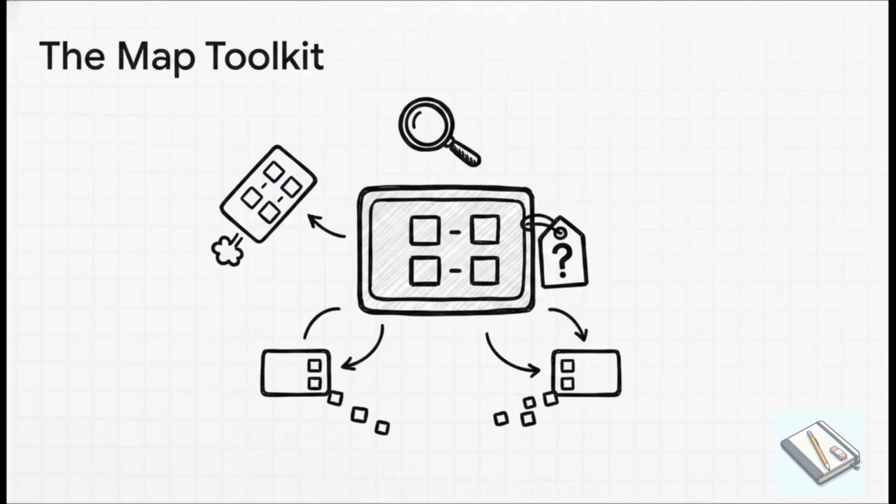And of course, put and get are just the beginning. Maps have a whole toolbox of other methods. You can remove entries, you can check if a key exists with containsKey, you can get the size, or you can just grab a set of all the keys with keySet or all the values. It's a really complete toolkit.